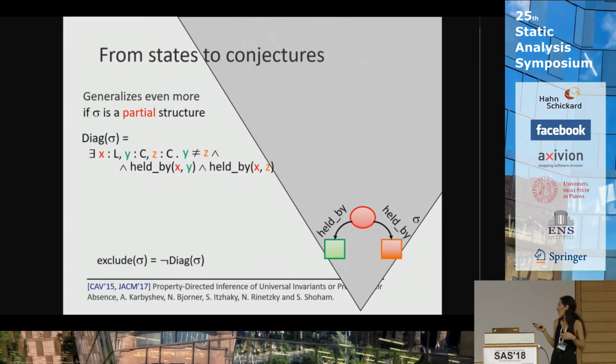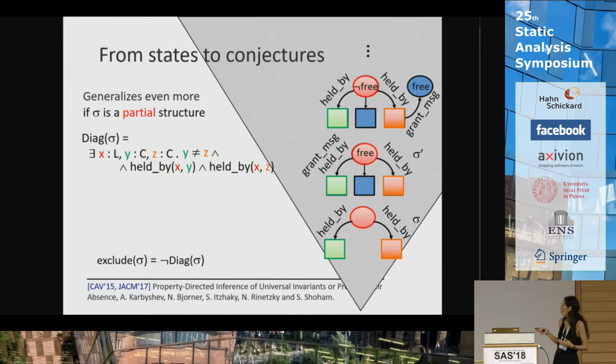I can say, for example, I don't care whether this lock here is free or not. This is not important for me. I want to generalize it away. And then I can construct the diagram for this partial structure. So again, it will exclude this and every state that includes it as a substructure. But now, because it says nothing about this free relation, it will also, for example, exclude this state where the lock is free, where before it was not free, and so on. So it gives me some additional generalization.